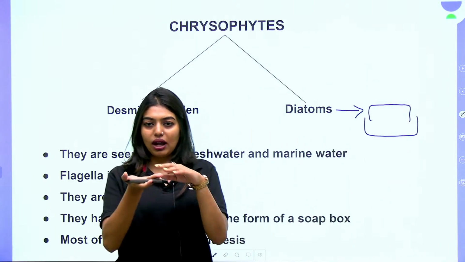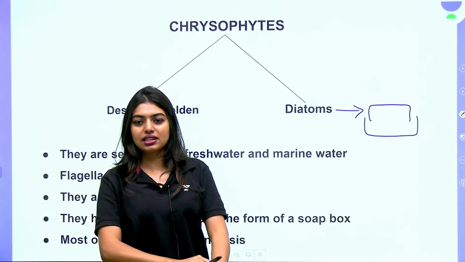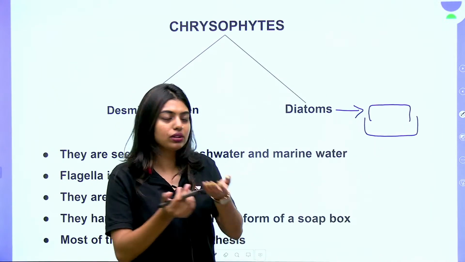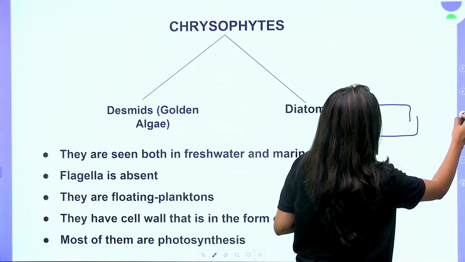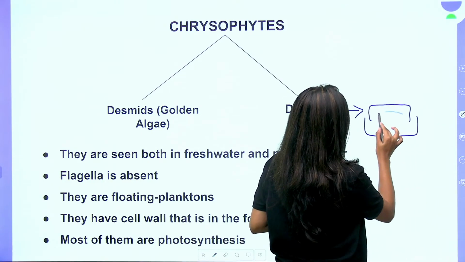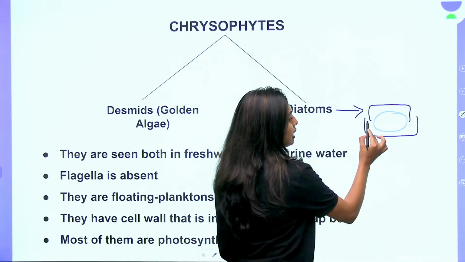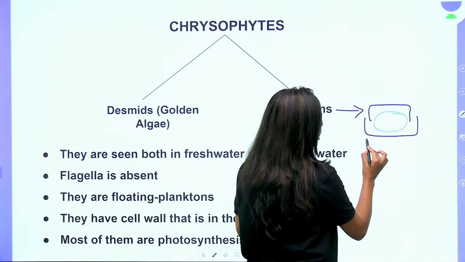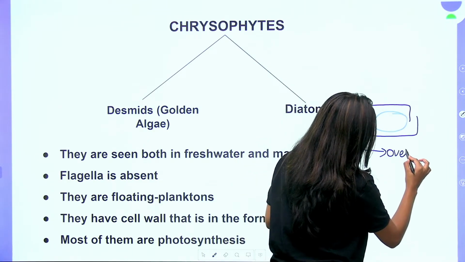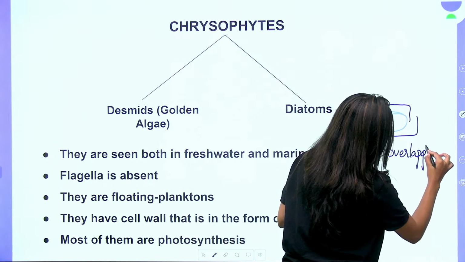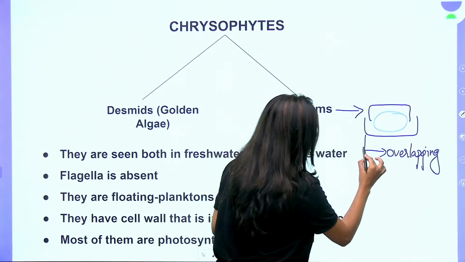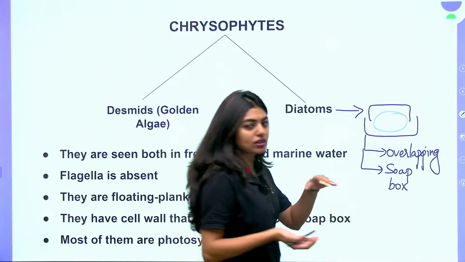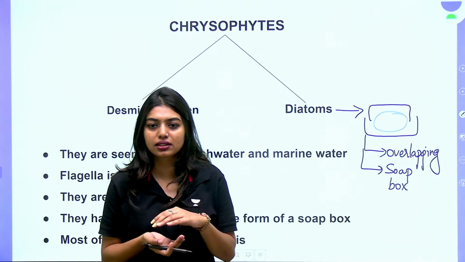Very nice, no? Now you have a down place, and we have a top portion, right? Now it is like a soap box. Now imagine, how do you keep your soap? This is the plasma membrane, and they have a cell wall which is like overlapping shells. So they have overlapping plates, shells, and they are in the form of a soap box. All of you have seen a soap box?